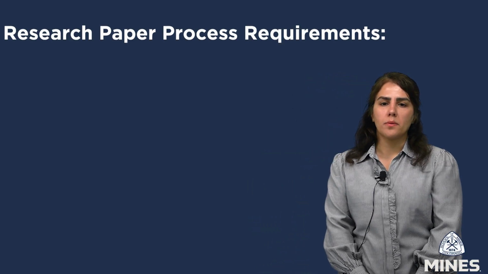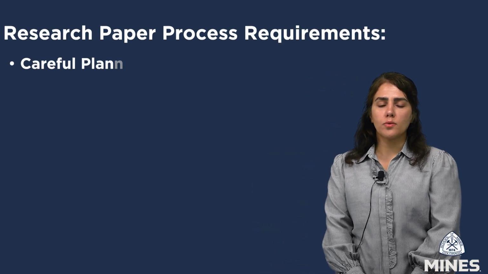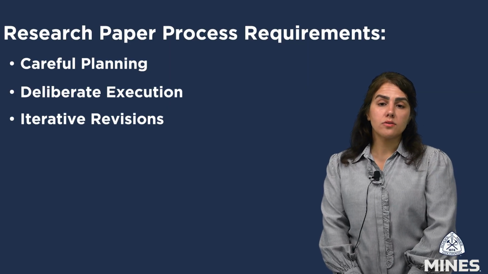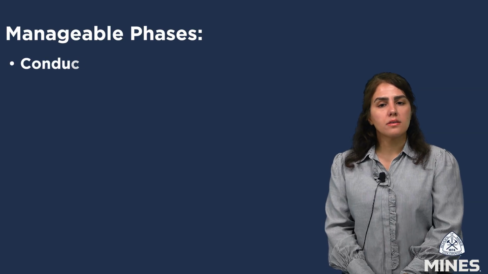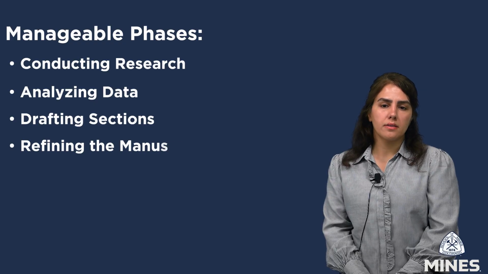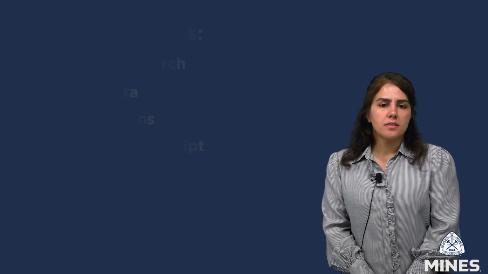Developing a solid research paper is a process that requires careful planning, deliberate execution, and iterative revisions. While every research project is unique in scope and complexity, following a structured timeline helps guide the process efficiently from start to finish. A common practice for writing scientific papers involves breaking the process into manageable phases, such as conducting research, analyzing data, drafting sections, and refining the manuscript. This ensures that each stage is given proper attention without becoming overwhelming.